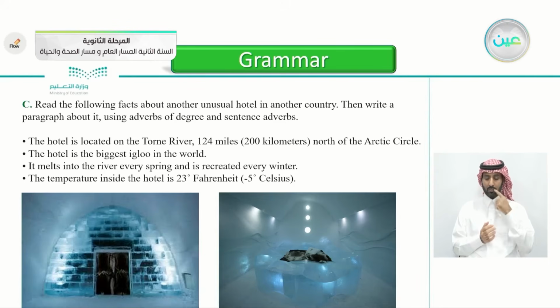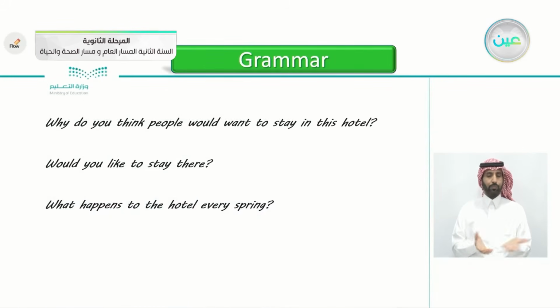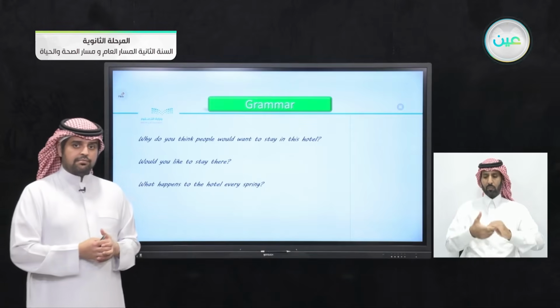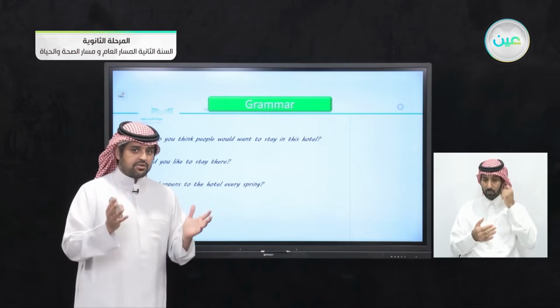So you read the following facts, these 4 facts about a hotel in another country, and you have to write a paragraph about it using the adverbs of degree and the sentence adverbs. As you can see in the pictures here, of course the location 200 kilometers north of the Arctic, it will be mostly ice and snow, and remember that the ice melts in the spring. So why do you think people would want to stay in this hotel? These are some questions that might help you order your ideas.